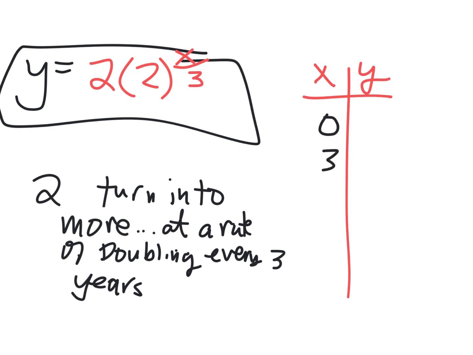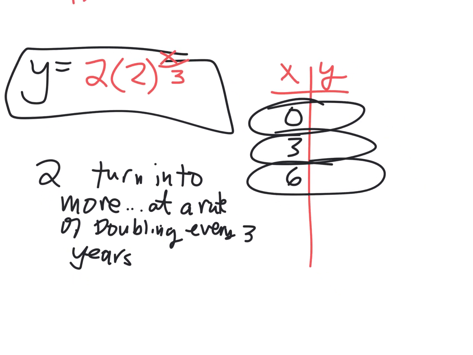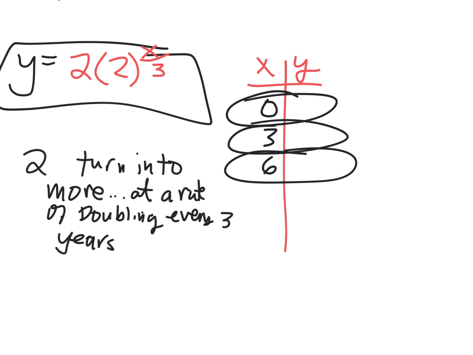3. And then what would be another logical thing to pick? 6. Would you please find those 3 points? And if we were to graph this, we've been teaching you how to graph them. You should know how to graph it. It shouldn't be that bad. And you should know where the asymptote line is. So take a second, find those 3 points, put them on a graph. And this is your exponential equation.